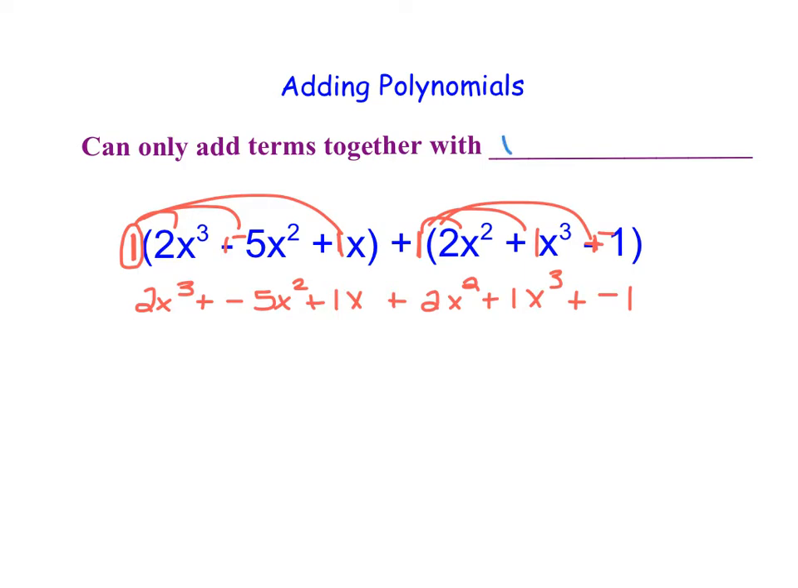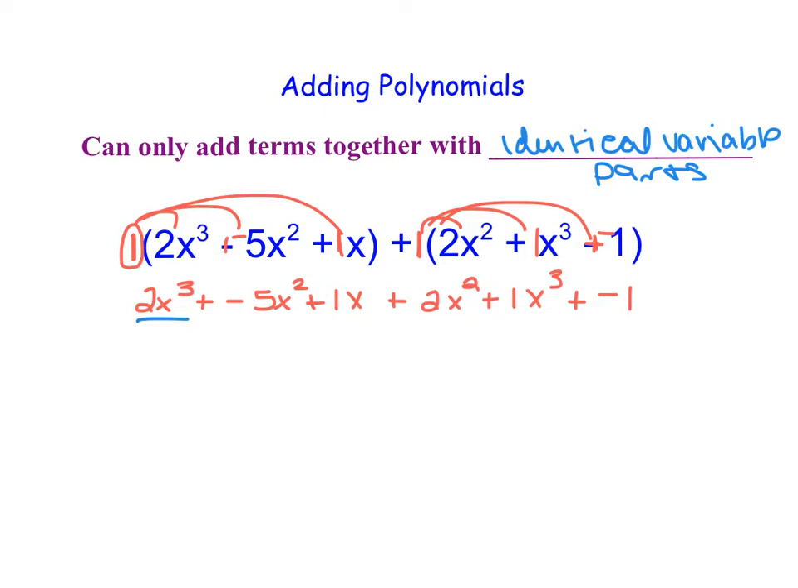which means we can only add terms together with identical variable parts. We have to have like terms. So as I go through, I'm going to pick the highest degree because I like to start with the highest and then rewrite it down to the lowest degree. But what I notice here is that cubed is our highest degree.